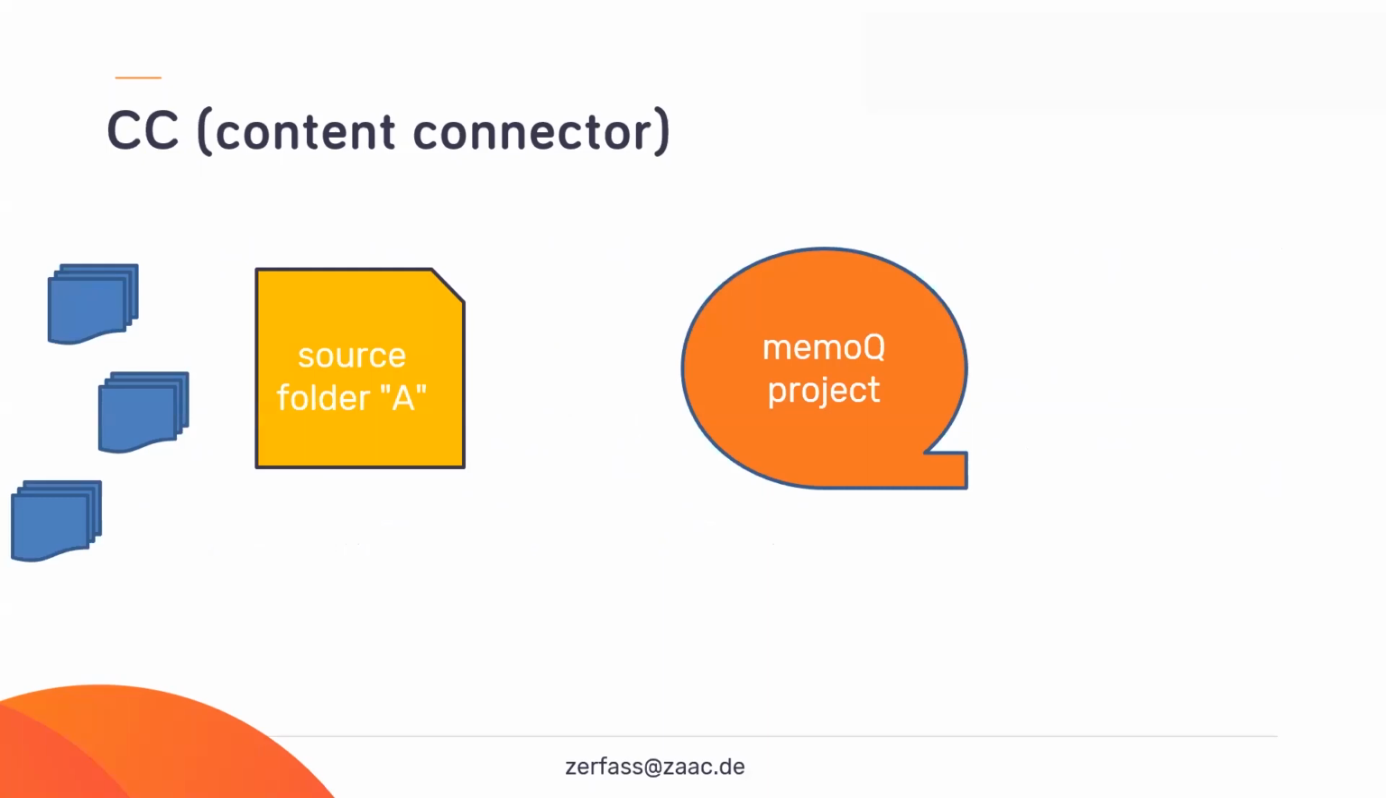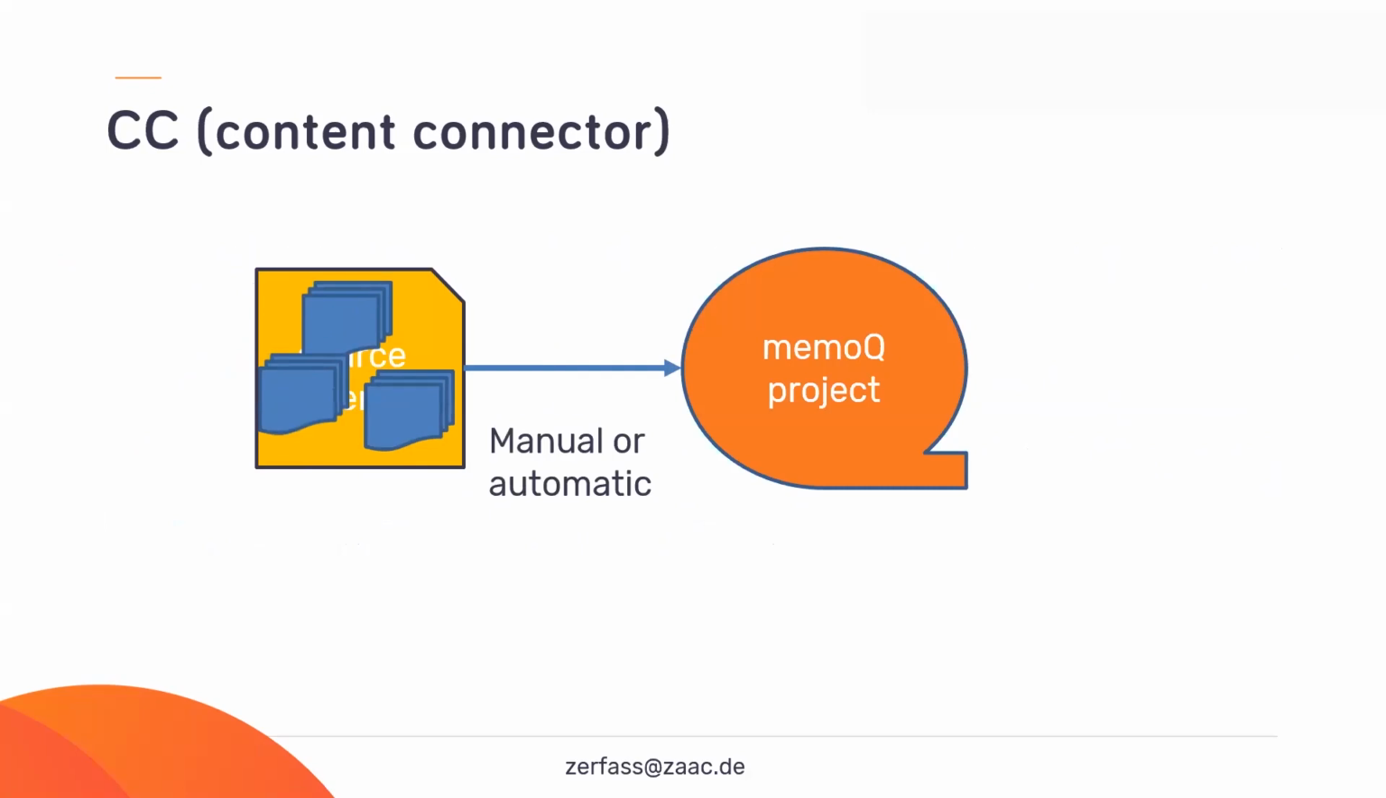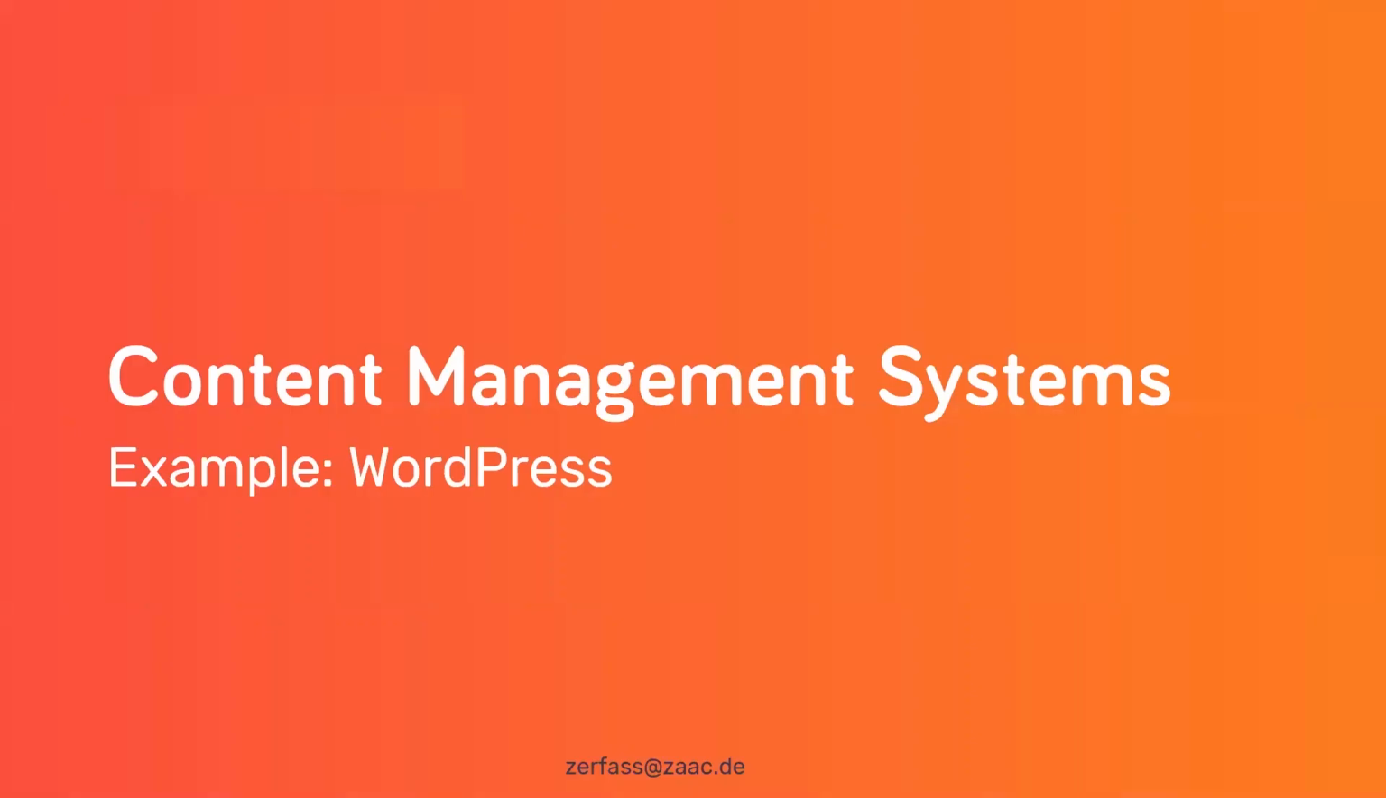That's how it would work. You have a folder. People add their files to the folder, and then those files go into the memoQ project. This could be a manual process where somebody opens the project and says, go to the folder and see if there are new files, or it could be automatic, where every 10 minutes memoQ checks the folder if there are new files or changed files or deleted files, and would do the same thing in the project. After translation, these files would then go directly to the respective target language folders that have been created. So export path rules, for example.